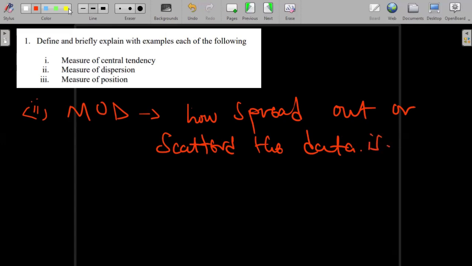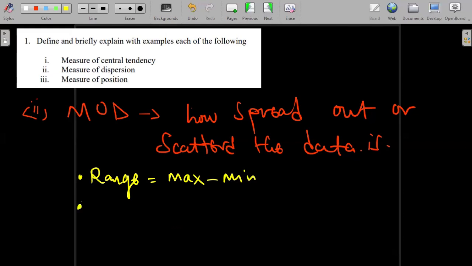So to give examples of these measures of dispersion, we have about 4 of them, the common ones. The first one is the range. So this range is just the difference between the maximum value in the data set minus the minimum value. That's what gives you the range.